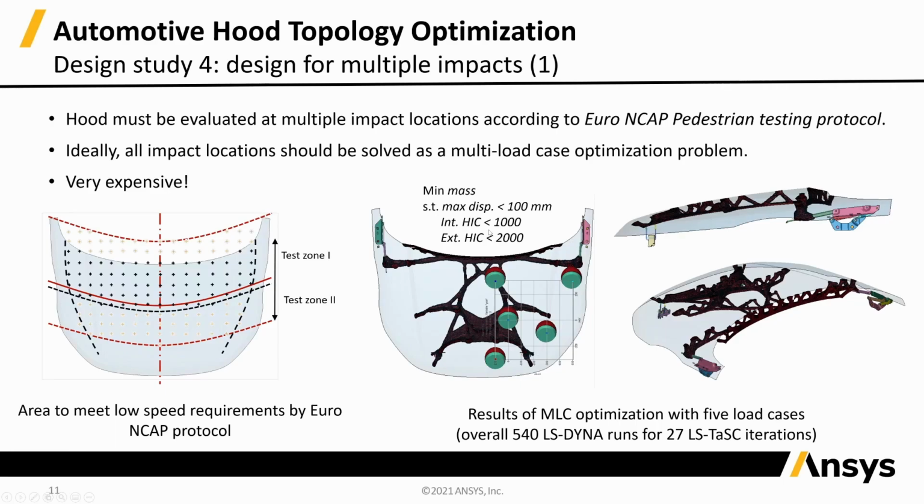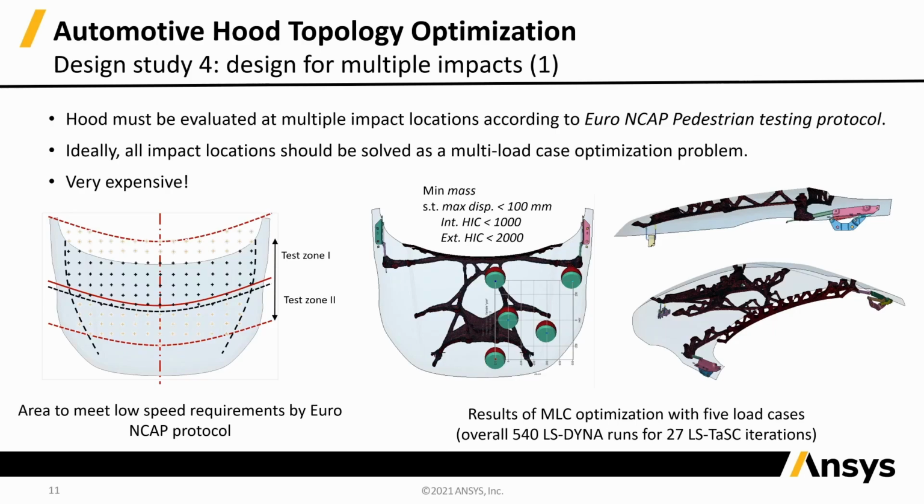And we do topology optimization for those 5 cases, with the HIC for the one test zone less than 1,000, the HIC for the other test zone less than 2,000, and the intrusion less than 100 millimeters. And that gives those 2 topologies shown over there. But the point I want to make is that this is very expensive. As you can see, that's like 500 LS-TaSC runs.